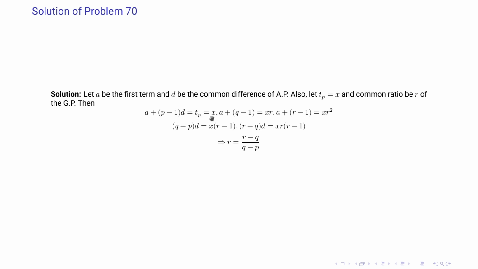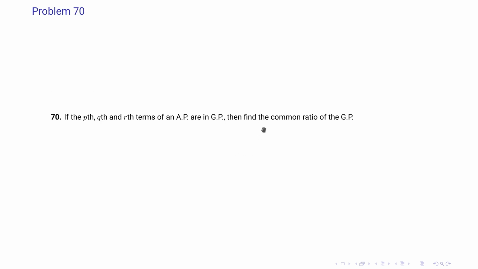So we subtract X and XR, we get (Q minus P) into D is equal to X into (R minus 1). And we subtract here the rth term and qth term, we get (R minus Q) into D is equal to XR into (R minus 1). So by dividing these two, we get R is equal to (R minus Q) by (Q minus P) as the common ratio. That is what was asked.